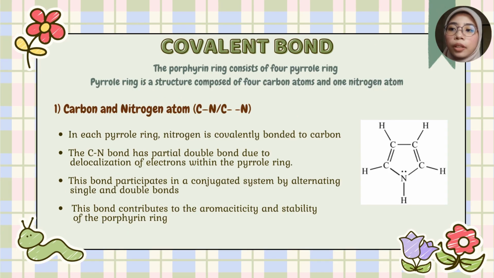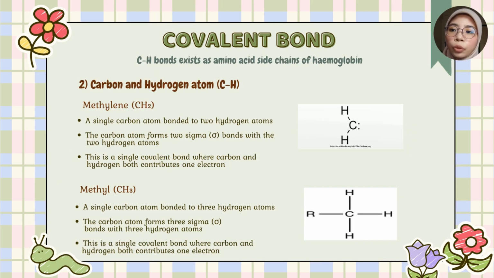Next is the covalent bond. First, we go to the covalent bond between carbon and nitrogen atoms. In each porphyrin ring, nitrogen is covalently bonded to carbon. The carbon-nitrogen bond has a partial double bond character due to the delocalization of electrons within the ring. So this bond has alternating single and double bonds, and it contributes to the aromaticity and stability of the porphyrin ring.